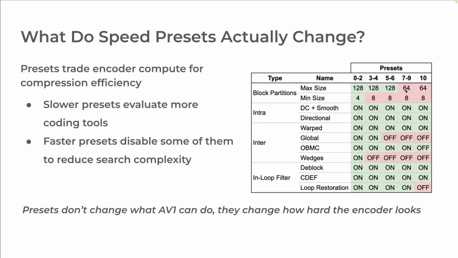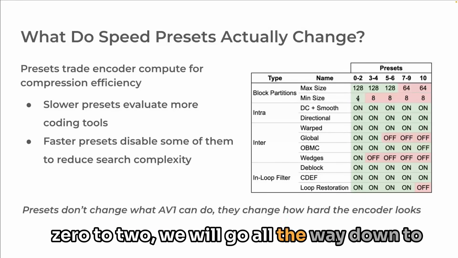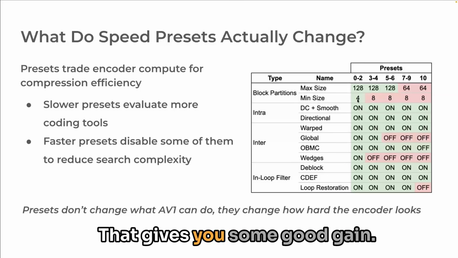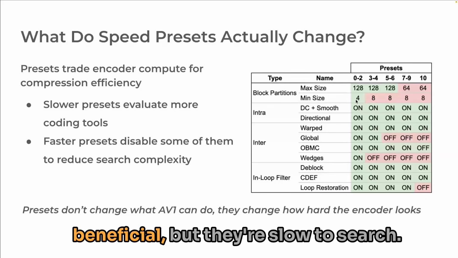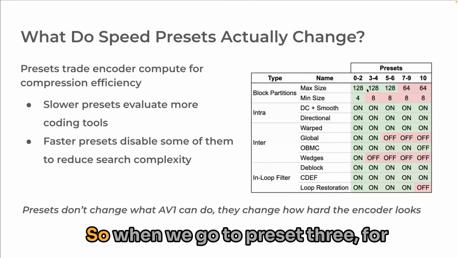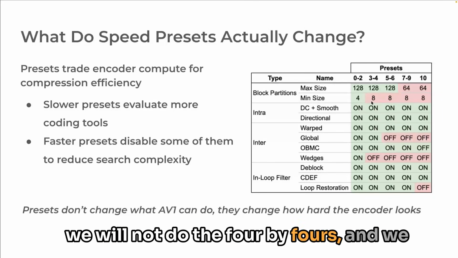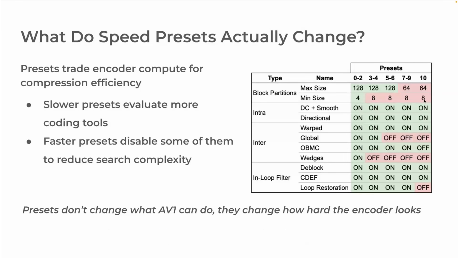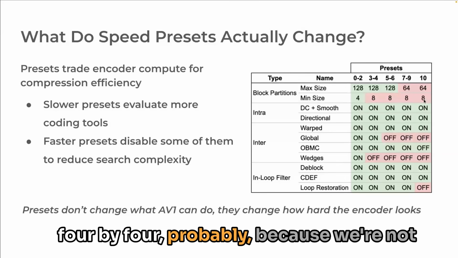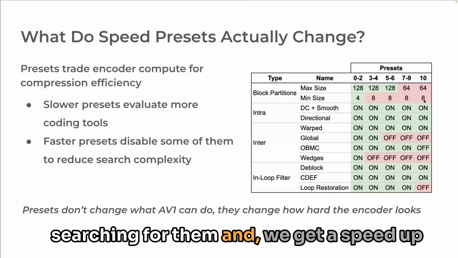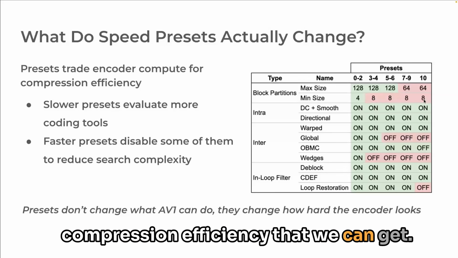So it's faster. Same thing here with the min size. From presets 0 to 2, we'll go all the way down to 4x4 blocks, and we saw that before. That gives you some good gains in terms of rate distortion. These smaller blocks are very beneficial, but they're slow to search. So when we go to preset 3, for example, we'll just stop at 8x8 and not do the 4x4s, and we keep doing that all the way to the end. The idea is that we will never signal a 4x4, probably, because we're not searching for them, and we get a speed up from that, but we also lose out in terms of compression efficiency.